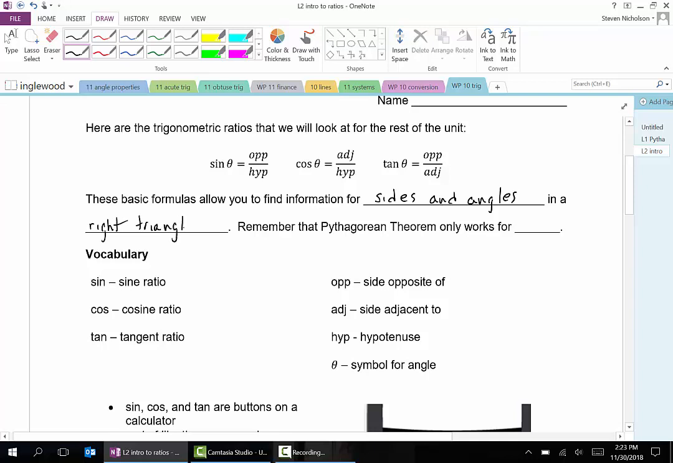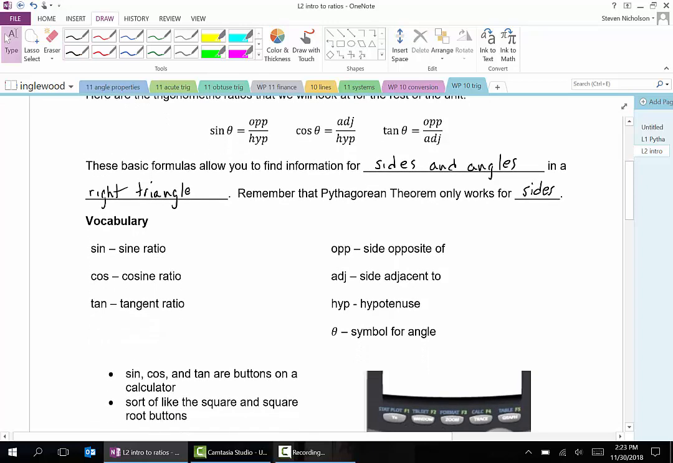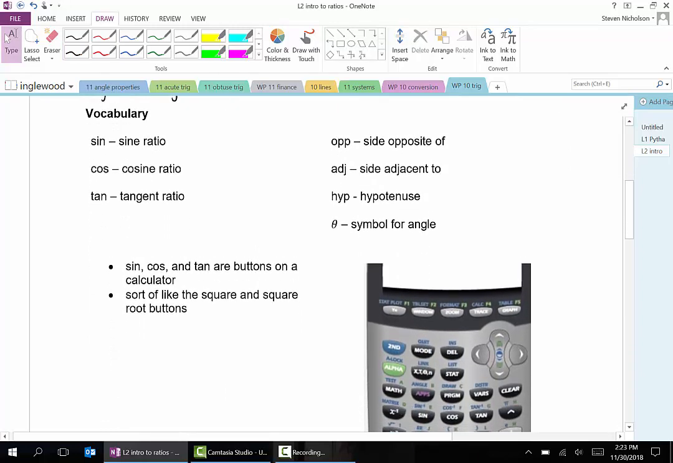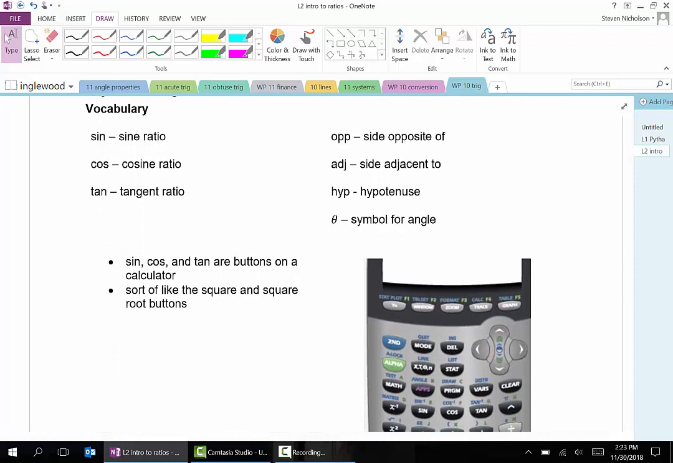And I just want you to remember from last lesson that Pythagorean theorem only helps you with sides. And in order to use Pythagorean theorem, you need to know 2 out of the 3 sides. So just a little bit about those formulas. All I want to do is introduce them to you today. And over the next 3 videos, we're going to look at each one separately.